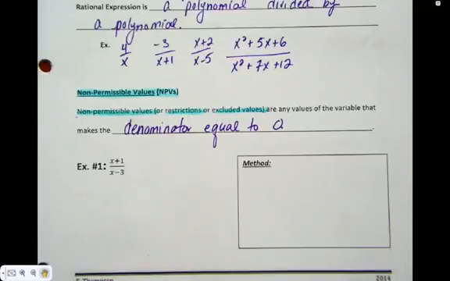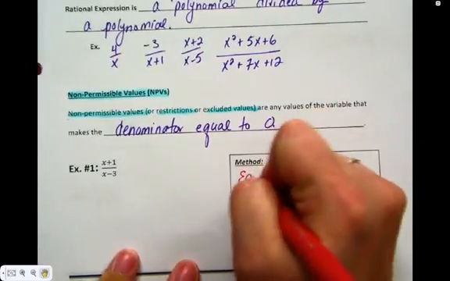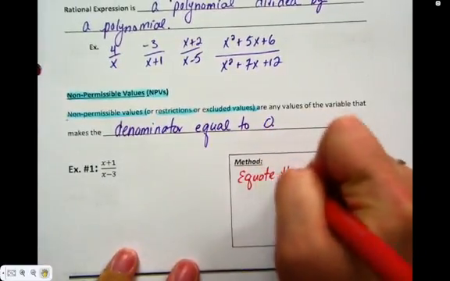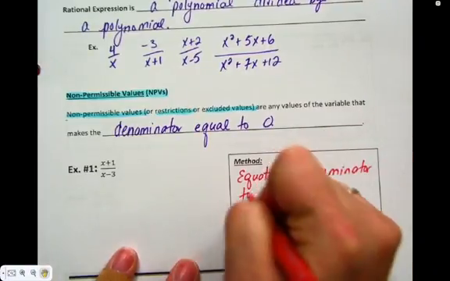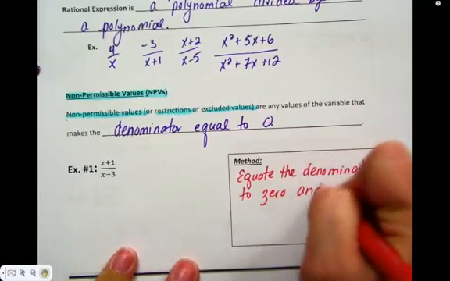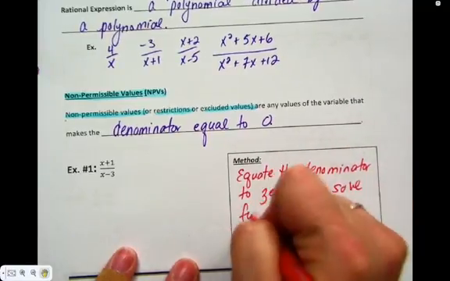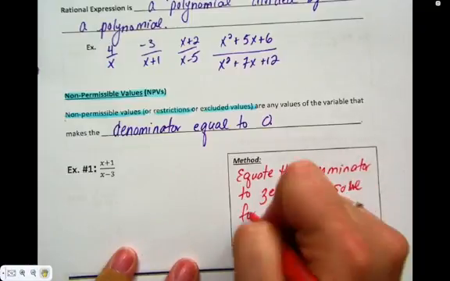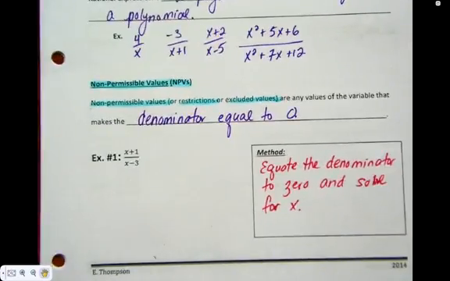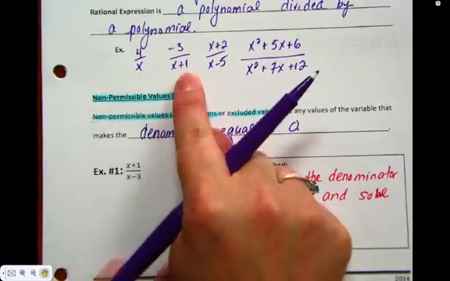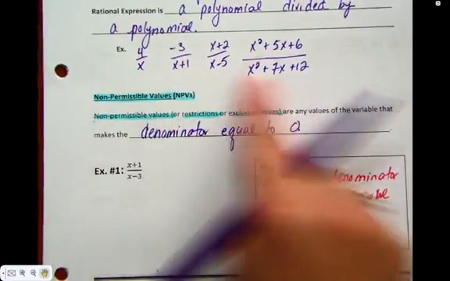Here's a method how to find an NPV. Equate the denominator to 0 and solve for x. So for simpler ones, it's fairly easy. You could tell right away this first one was 0, this was going to be -1, this was going to be 5. What about something like this?